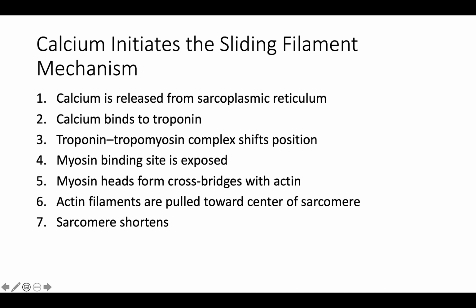And so here are the steps laid out on the previous slide. We have calcium initiating the sliding filament mechanism. Calcium is released from the sarcoplasmic reticulum. Calcium binds to troponin. The troponin-tropomyosin complex shifts its position, revealing the myosin binding site. Myosin heads then form cross bridges with actin. Actin filaments are pulled toward the center of the sarcomere.